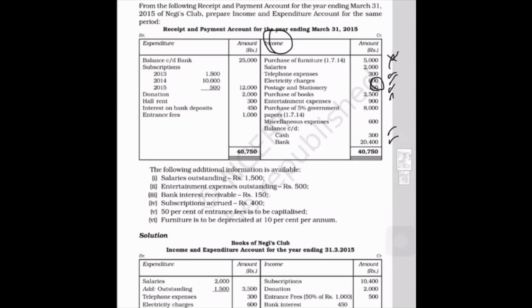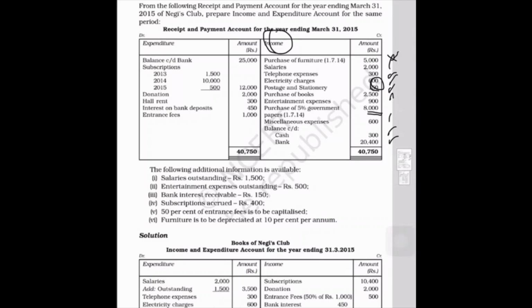And then purchase of 5% government papers, it is investment in government securities. Investment in government securities is an asset, so it must be excluded. We do not take it, but at the same time, if there is interest, it should be taken. Understand? And then miscellaneous receipts, 600 rupees, it is a receipt, it is also taken in the credit side. So what are the adjustments? We have to see one by one.